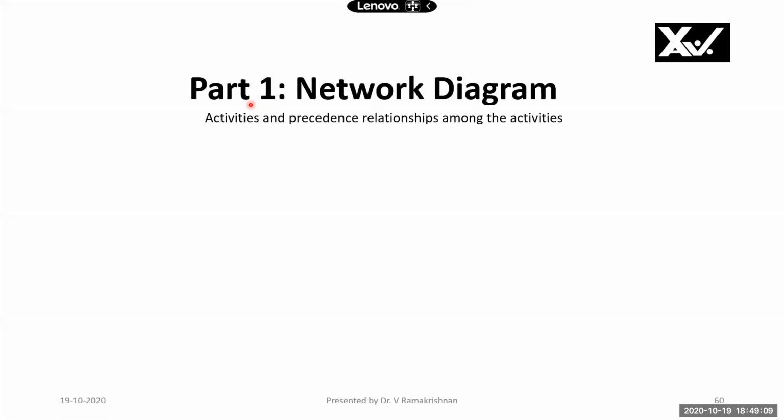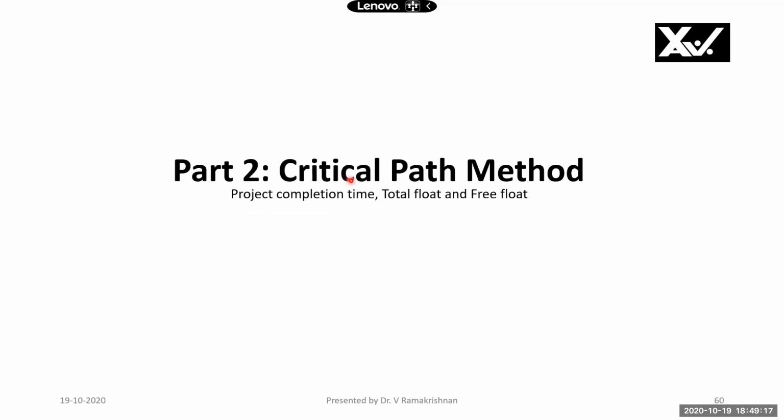Dear students, in part 1, we have seen how to draw the project network diagram using activities and precedence relationships among the activities. In part 2, we have seen critical path method, finding project completion time, total float and free float for all the non-critical activities. For critical activities, total float and free float will be 0.